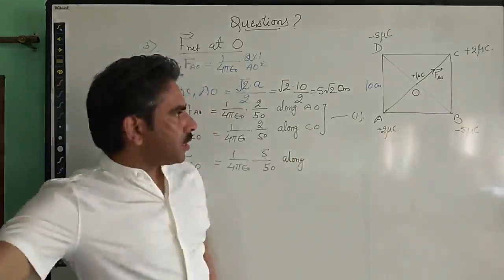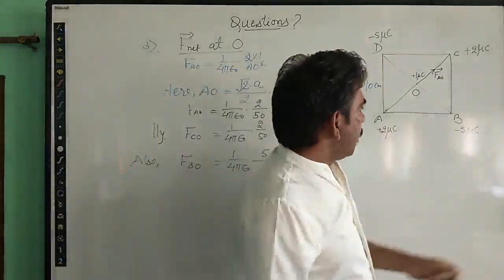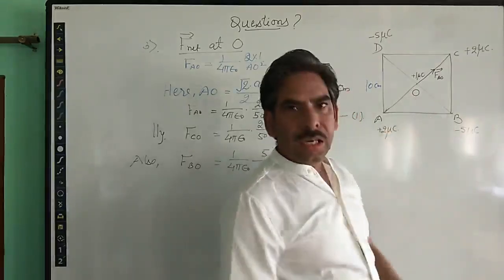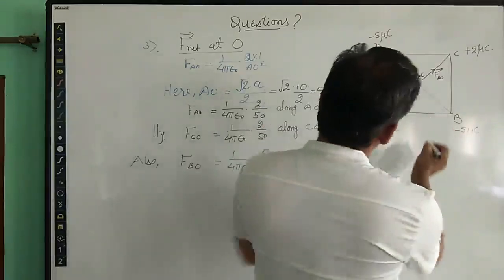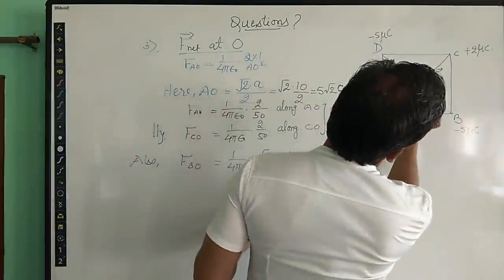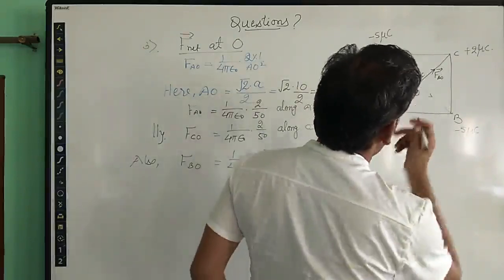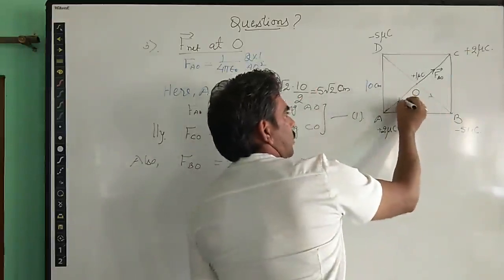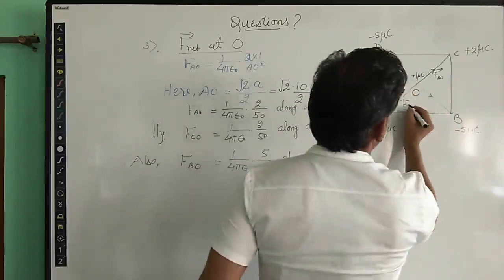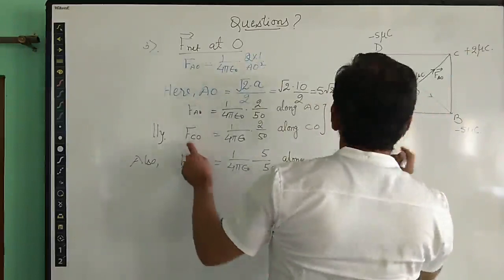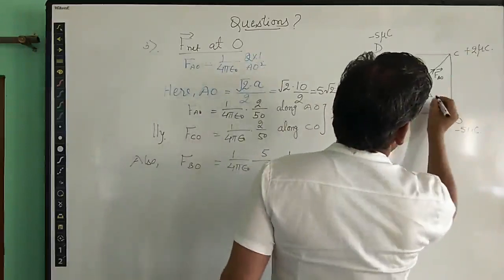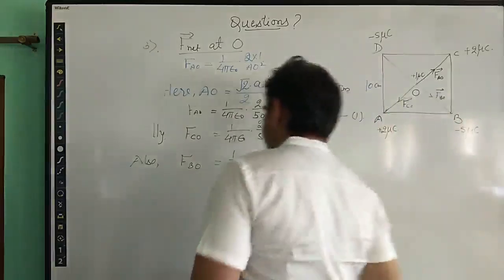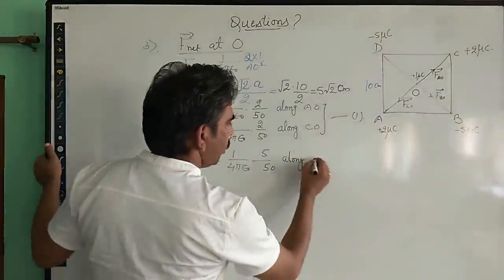So in this case, the two charges are unlike, hence the forces are attractive. So this force will be directed towards this. The force due to charge C will be along this. I just forgot to write it. So it is FCO as we have calculated here. And this force is FBO. So it is along OB.